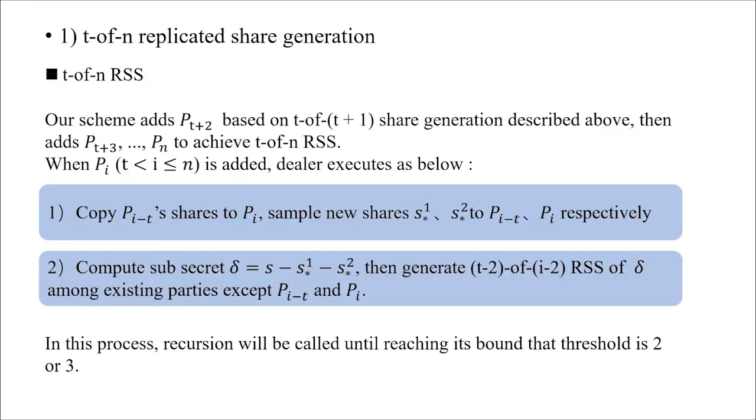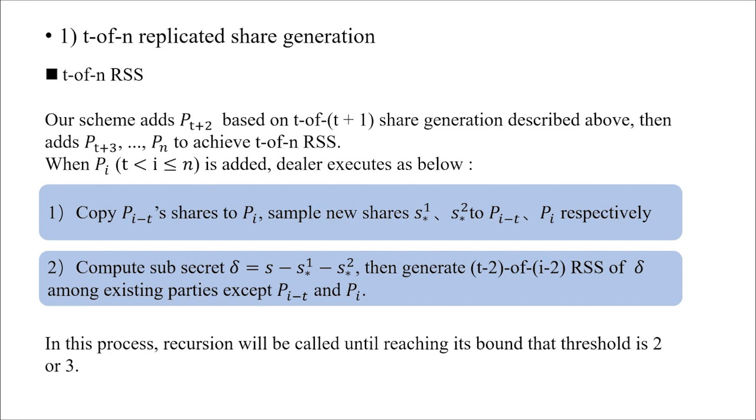Similar to the T-of-T plus 1 share generation described above, then add P T plus 2, and so on, up to Pn, in order. When Pi is added, the dealer executes as below. Copy P i minus T's shares to Pi. Sample new shares S*1 and S*2 to P i minus T and Pi respectively. Compute the subsecret delta equals S minus S*1 minus S*2, then generate T minus 2 of i minus 2 RSS of delta among the existing parties except P i minus T and Pi. In this process, recursion will be called until reaching its bound that the threshold is 2 or 3.